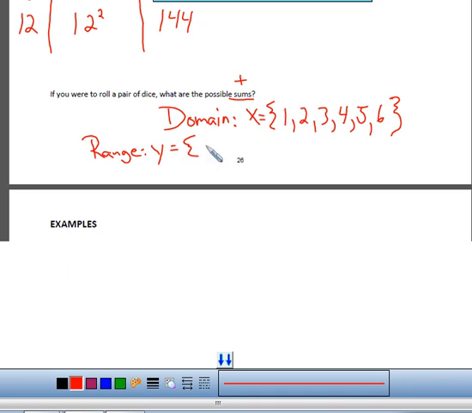1 plus 1 is 2. That's the smallest sum you can have. And then you can have 3, 4, 5, 6, 7, all the way up to, that's right, 6 plus 6, which is 12. And there is the range for the sum of 2 dice. Pretty simple.